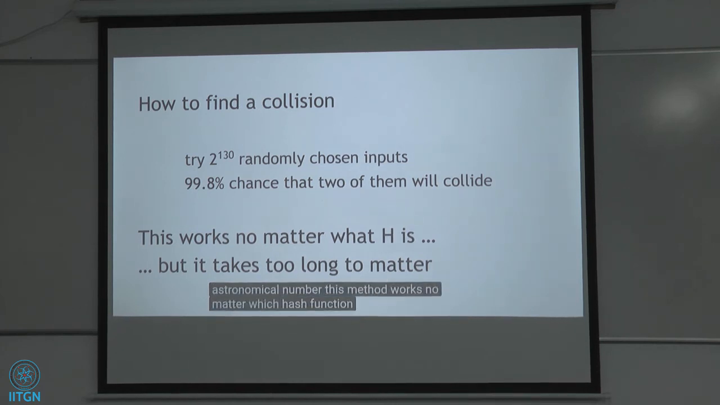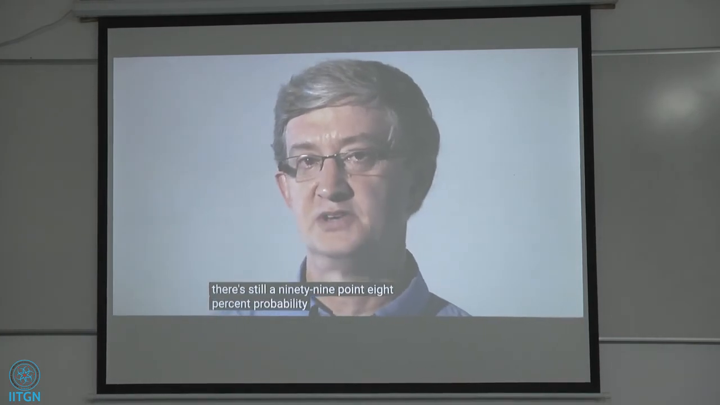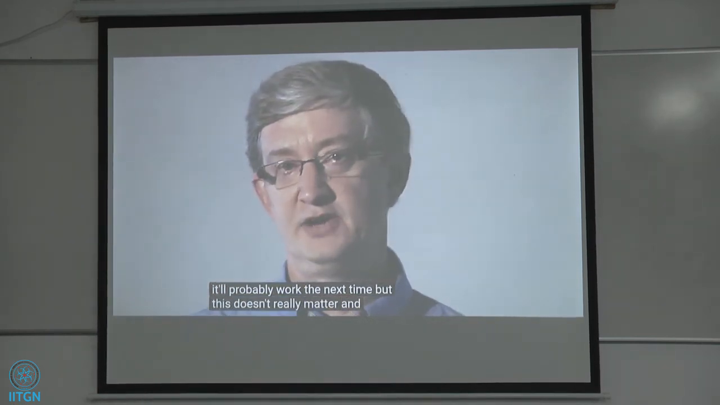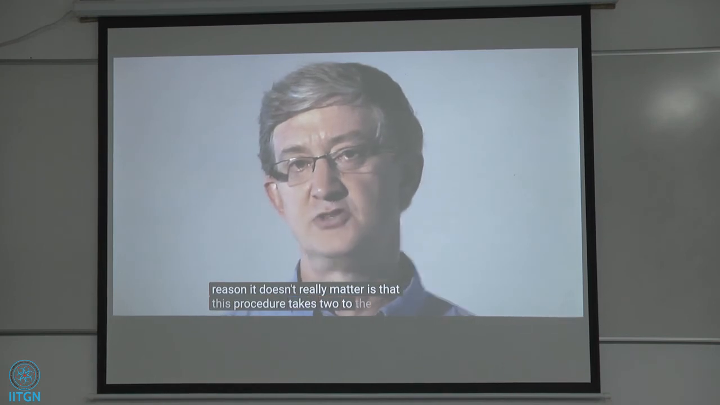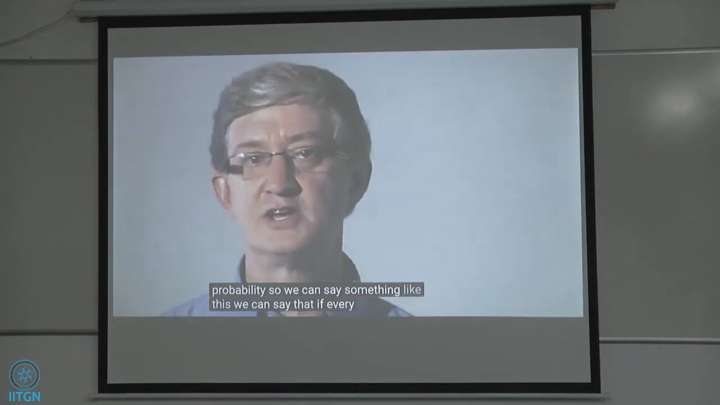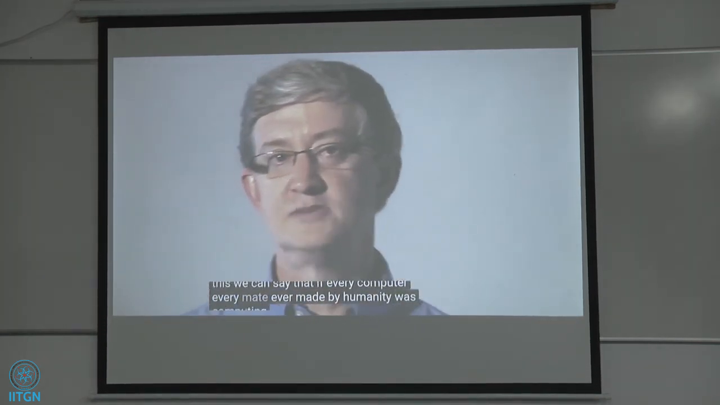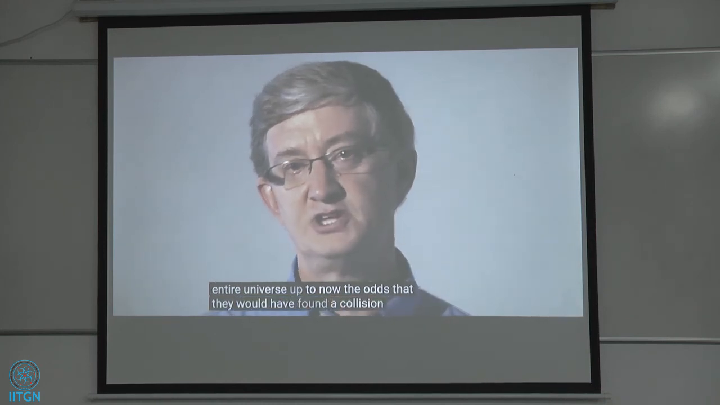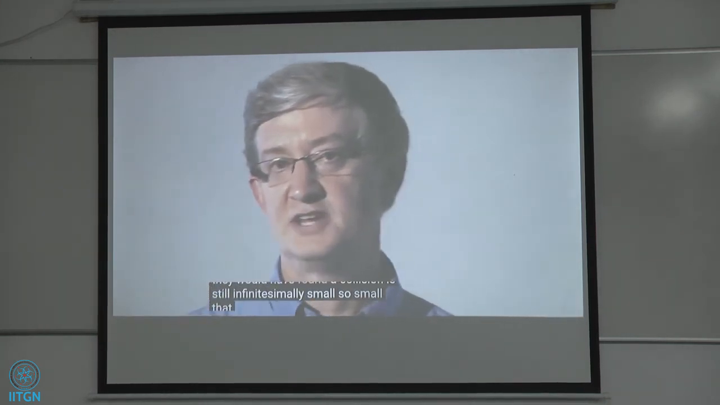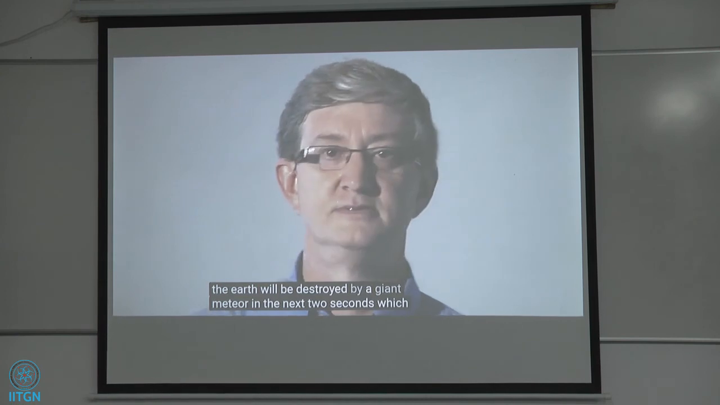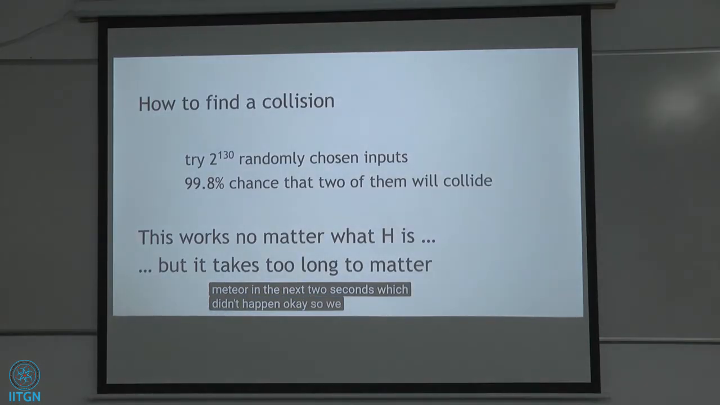This method works no matter which hash function we're using. There's still a 99.8% probability that this works, and if it doesn't work, just try it again, it'll probably work the next time. But this doesn't really matter, and the reason it doesn't really matter is that this procedure takes 2 to the 130 steps in order to get to that high probability. So we can say something like this. We can say that if every computer ever made by humanity was computing since the beginning of the entire universe up to now, the odds that they would have found a collision is still infinitesimally small. So small that it's way less than the odds that the Earth will be destroyed by a giant meteor in the next 2 seconds, which didn't happen. So we know how to find a collision, but this method takes too long to matter.